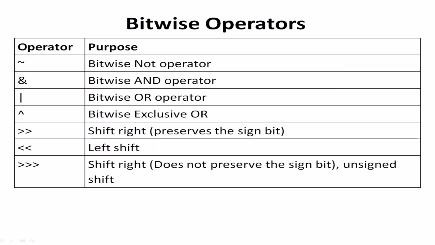Next one is bitwise operator. Here you have different symbols: bitwise NOT, bitwise OR, bitwise AND and bitwise XOR, and you have shift right, shift left and shift right. Here you have three greater than symbols. It is used for unsigned shift.